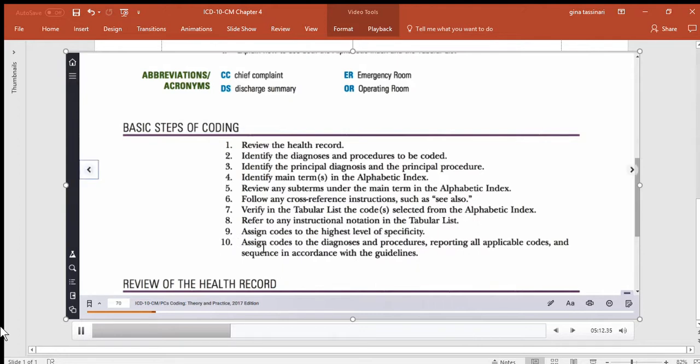Number 10, you assign the code to the diagnosis and the procedures, reporting all applicable codes and sequence in accordance with the guidelines. So that gets back to when we were talking about number 3, when I had said there could be multiple diagnoses, multiple procedures. You would list your primary or your principal diagnosis and your primary or your principal procedure as your first listed diagnosis and your first listed procedure. And then your secondary, you would order and code them in addition after.